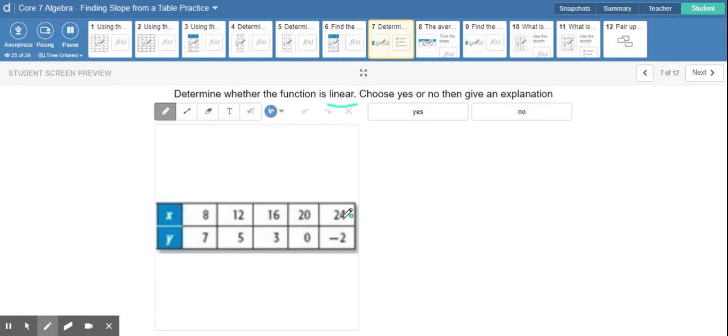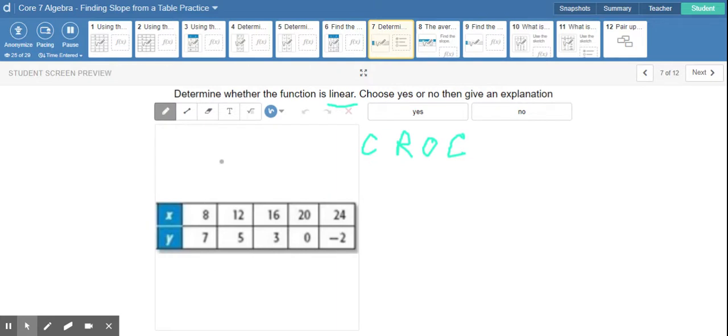I don't need to take out a graph in order to answer this question. What this really is asking is, does it have a constant rate of change? So we call that CROC. Does it have a constant rate of change? If it has a constant rate of change, then it will be linear. So I need to do what I did in the first 6 slides, and look at the change in y and the change in x and see if it's constant all the way through the table.